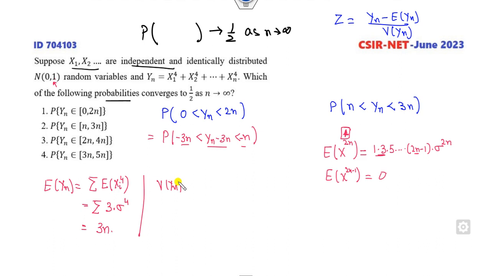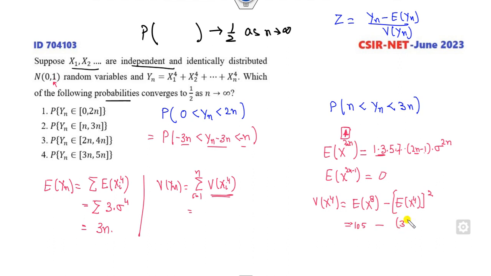If you look at the variance, because they are independent, I can write this as the variance of Xi^4 as i varies from 1 to n. So clearly, the variance of X^4 is the expected value of X^8 minus the expected value of X^4, whole squared. So how can you find the X^8? It is 8 minus 1, 7, so I can write it as 1 into 3 into 5 into 7, so it is 105, minus the X^4 value, which is 3 squared.